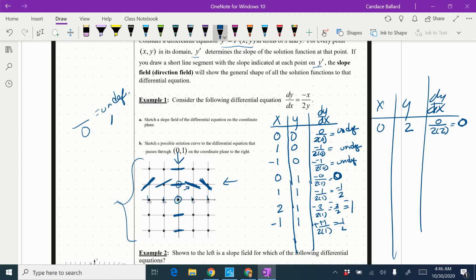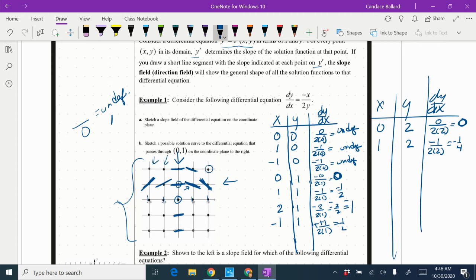Let's go out 1, up 2. So out 1, up 2, I'm going to plug that into the function. So I get negative 1 over 2 times 2, which is negative 1/4, which means as I'm going up, I'm getting less steep.